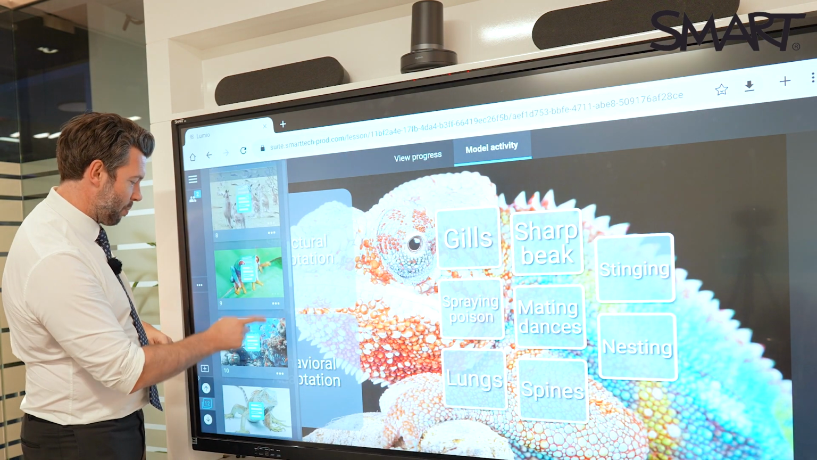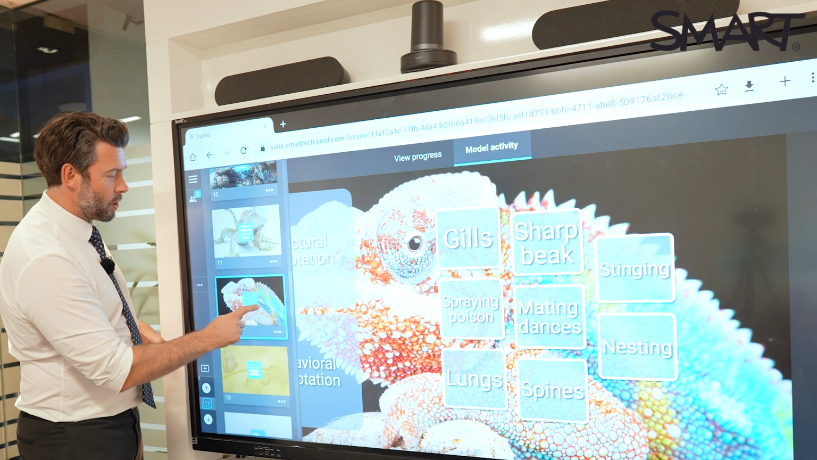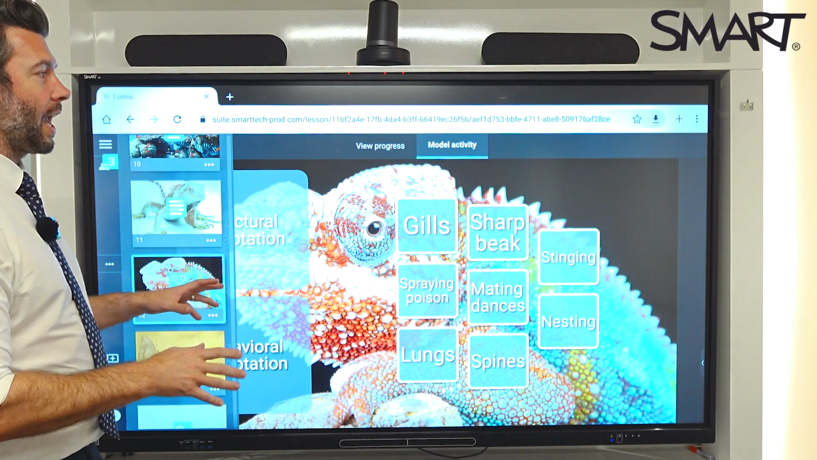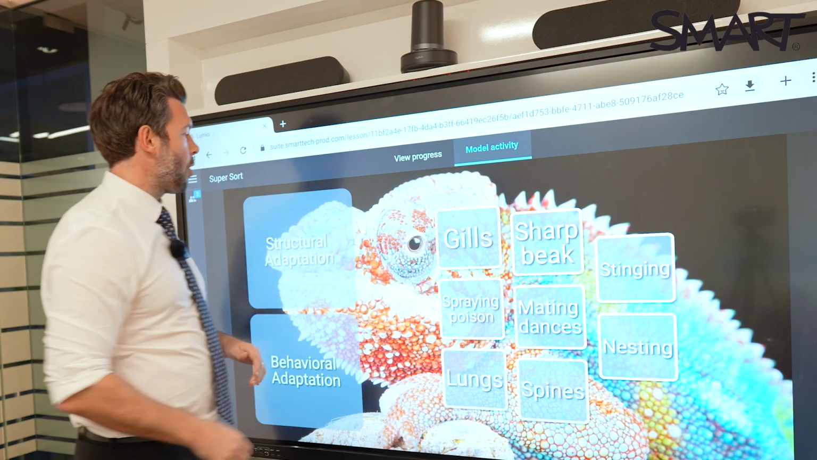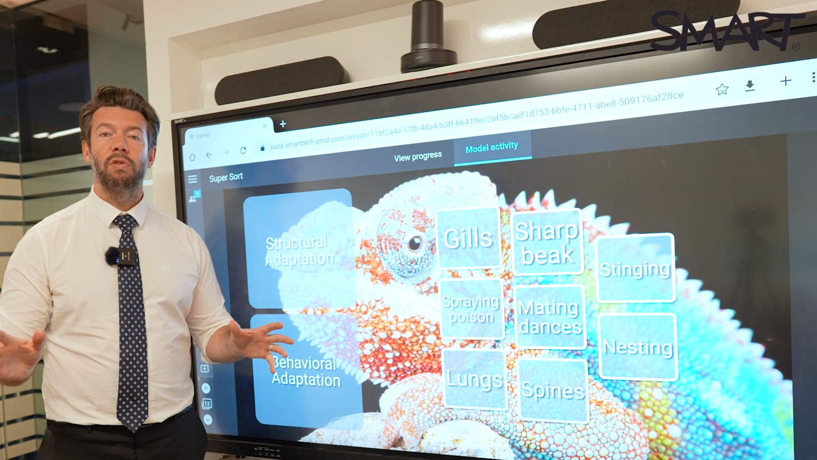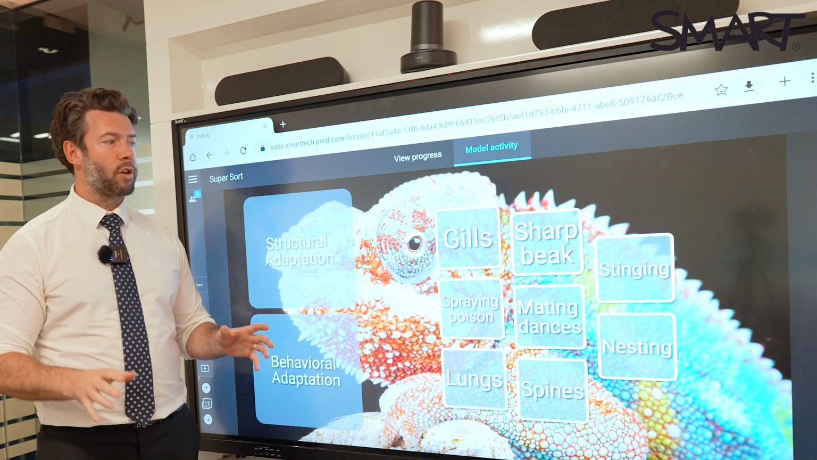So now that our students have joined, we're going to go through and pick an activity. We've already picked one already, but we're going to pick this one to do. This is one of the game-based activities called Super Sort. So our students are going to model that activity. They're going to be working through this as well. They've got their devices and go through it.